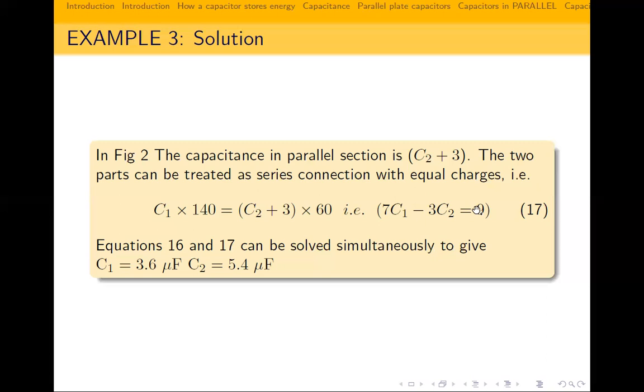So again, we all went through Form 2. We were taught how to do simultaneous equations. Equations 16 and 17 are simultaneous, and so you solve them and you get your C1 as 3.6 and C2 as 5.4. Try this and make sure you confirm those answers. So the important thing in this question is, how do you interpret, or how do you bring in the idea of parallel, and how do you get the total capacitance, and how do you treat the series capacitance? So please, that's a good question.